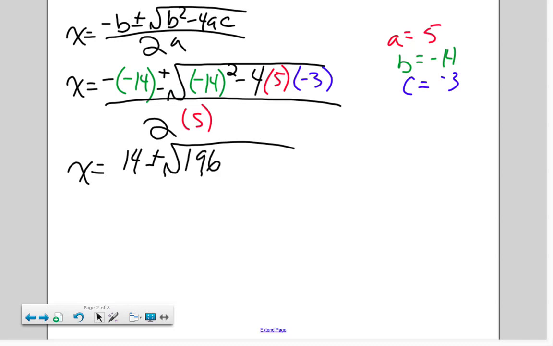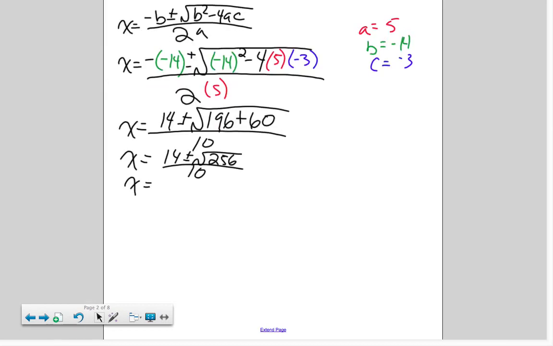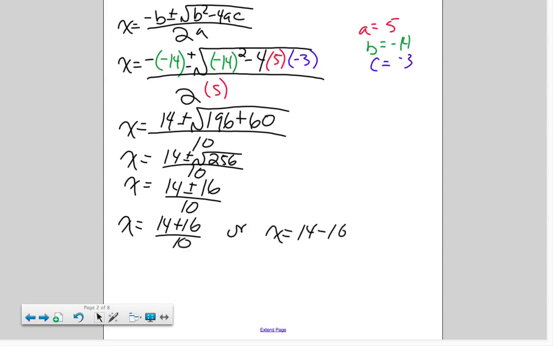196, minus 4 times 5 is 20, times the negative 3 is negative 60, so that's going to convert this to a positive 60, over 10. So x is equal to 14 plus or minus the square root of 256 over 10. The square root of 256 actually works out evenly to be plus or minus 16 over 10. So therefore x is equal to 14 plus 16 over 10, or x is equal to 14 minus 16 over 10.